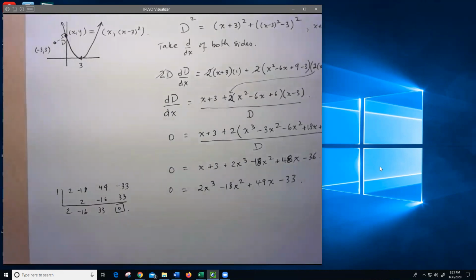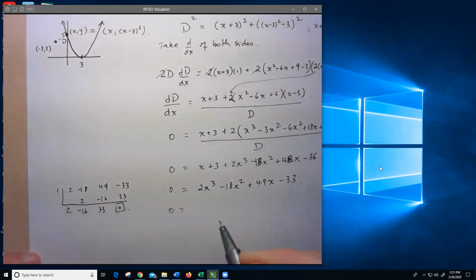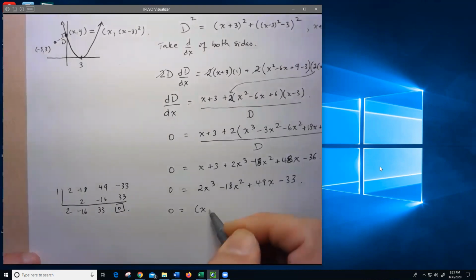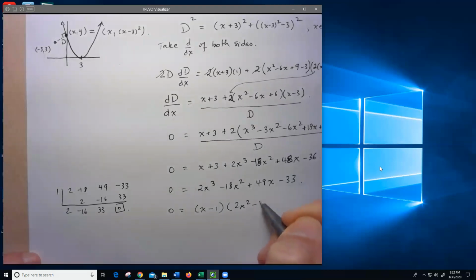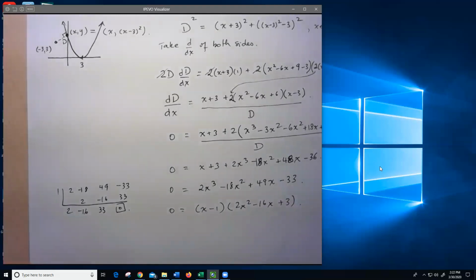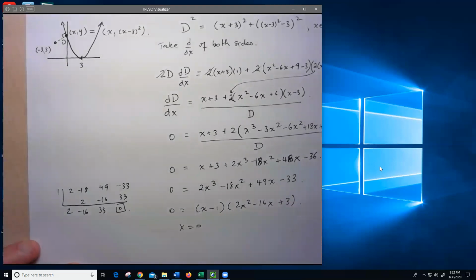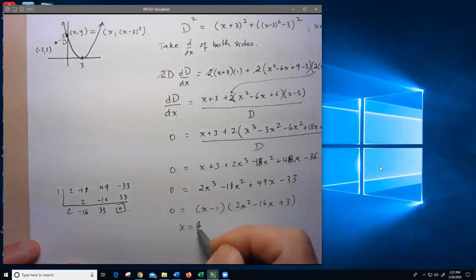Okay. Yeah, Kieran, I got that. Put you in. And so now what we have is this can be written as x minus 1 times 2x squared minus 16x plus 33. All right. And so now we know that x equal to 1 is one critical point. And now let's test to see if there's any others.